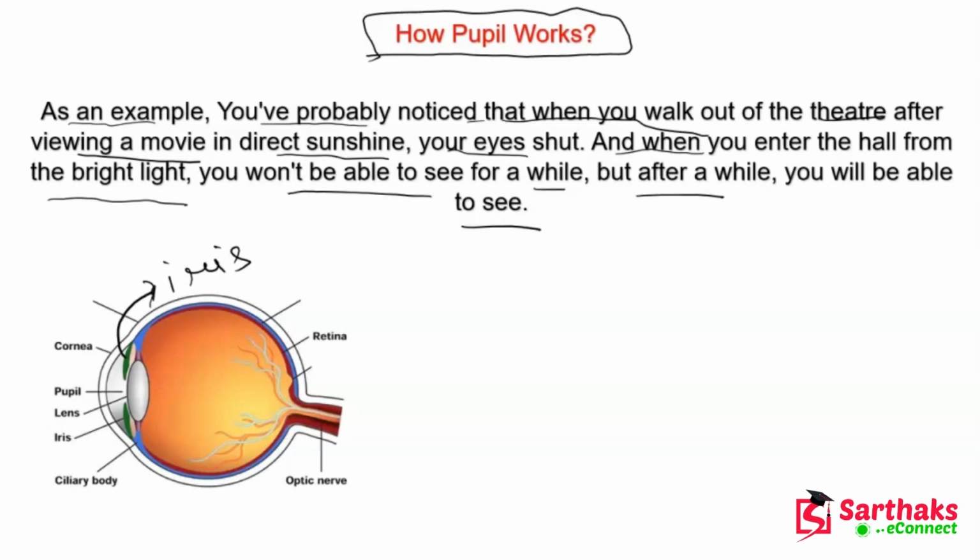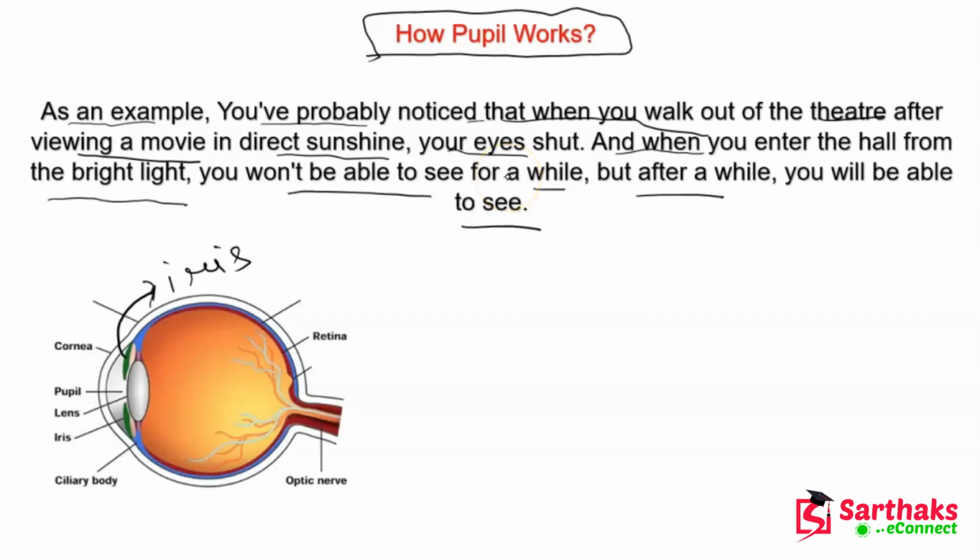So when you go out after watching a movie, then what happens when you go into the sunshine? Suddenly a high amount of light starts entering your eyes. So what happens? The iris will shut. The iris will cover the pupil. It will shut down, and for a while you won't be able to see objects because light cannot enter your eyes. The iris is not letting the light enter your eyes. So that's why for a while you won't be able to see the objects.